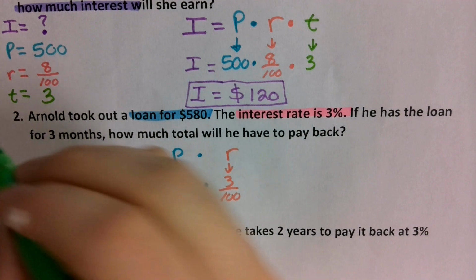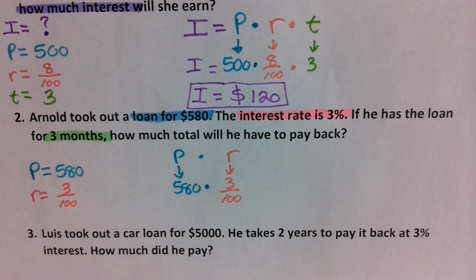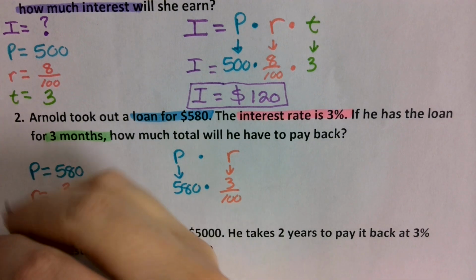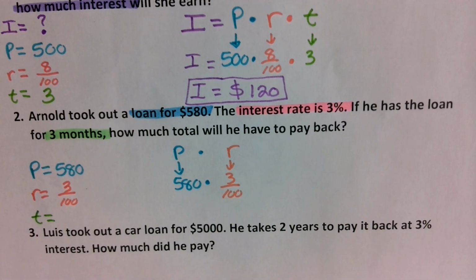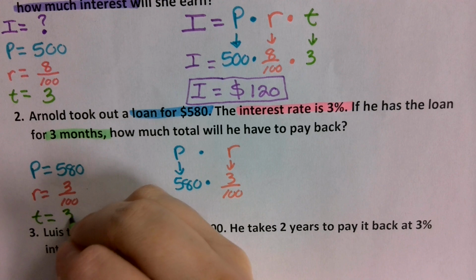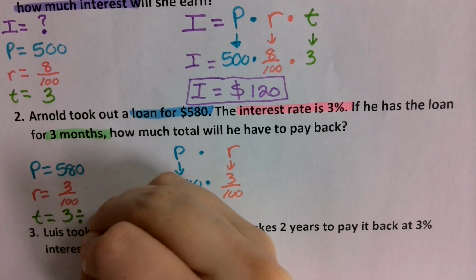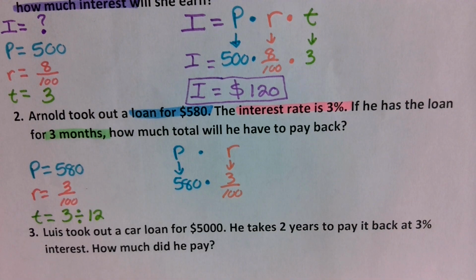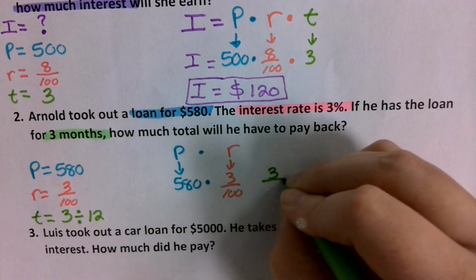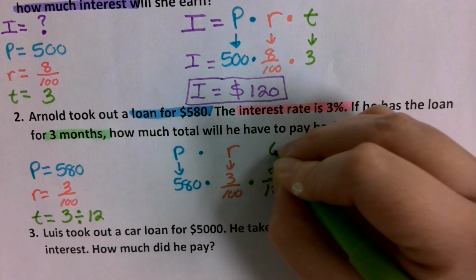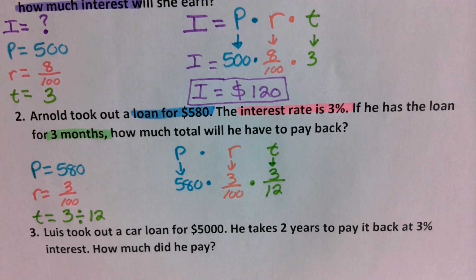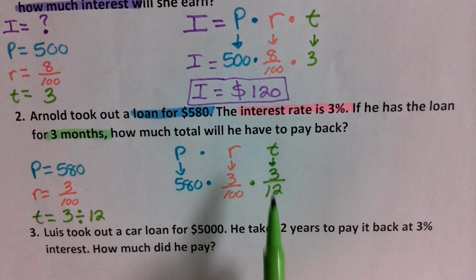You're going to be borrowing for 3 months. Now remember, time needs to be in years. Since it was in months, we're going to take this and divide it by 12. 3 divided by 12, or 3 over 12. That's our time. It's 3 over 12 because it's 3 months out of 12 to represent a year. That would come out to 0.25.